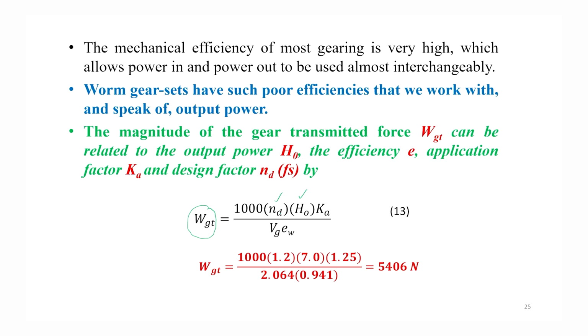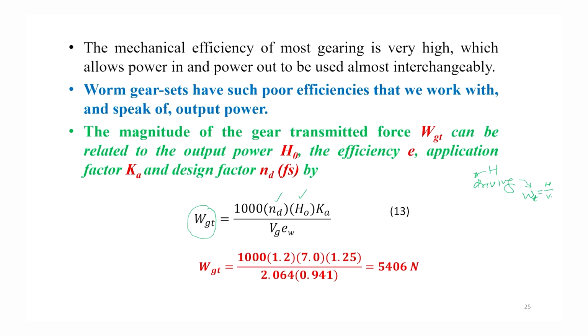So, substituting the value of factor of safety equal to 1.2, the power output given in the problem is 7 kilowatt and Ka is 1.25. Now, you see in the worm and worm gear, one thing is different when we compare the spur, helical and bevel gear. In all three previous gears, the power which is given to the driving gear was important, and from that we were getting the transmitted load Wt, which was given by H divided by pitch line velocity V.